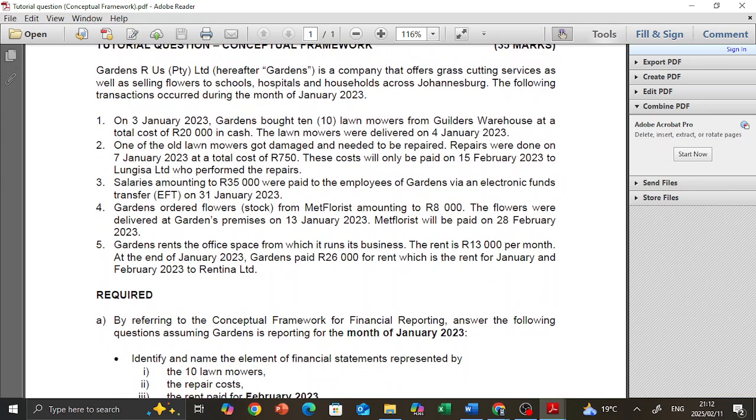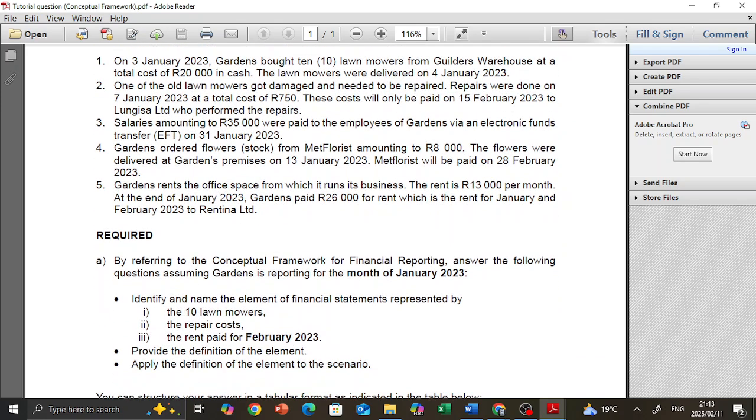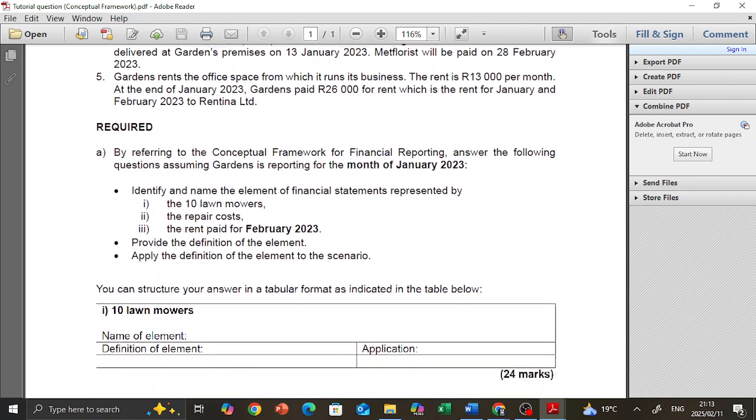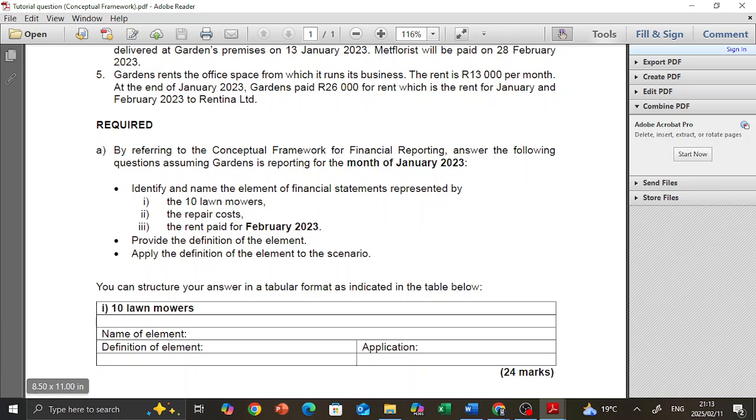If you thought you knew everything, and just decided to start, you knew that they want you to apply. This is an application question. Without reading the required, you would end up doing 5 different questions instead of the 3 they required you to do. So we look at the required, and since we are finishing off this lesson, I will now read it. Required: by referring to the conceptual framework for financial reporting, answer the following questions assuming Gardens is reporting for the month of January 2023.